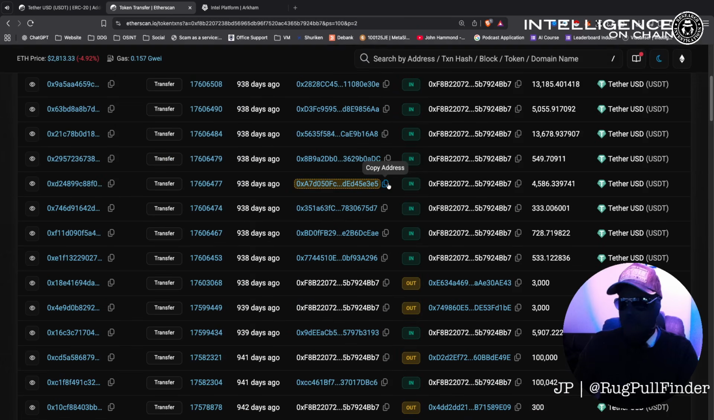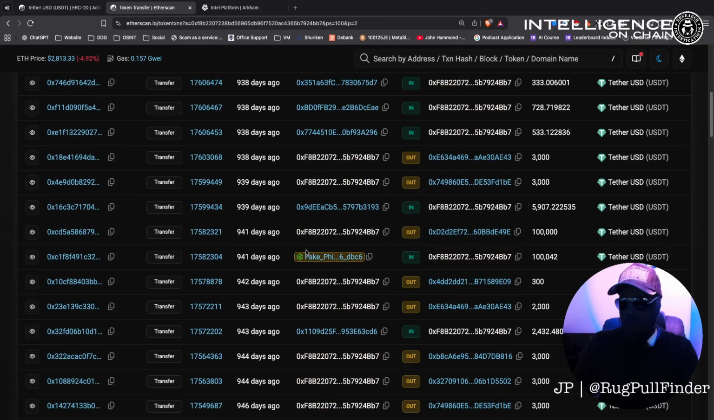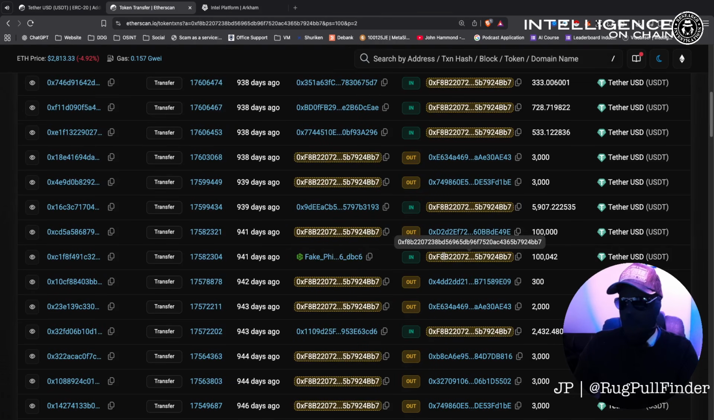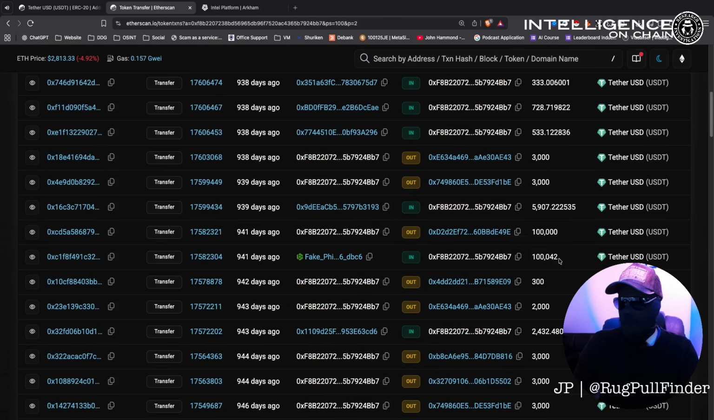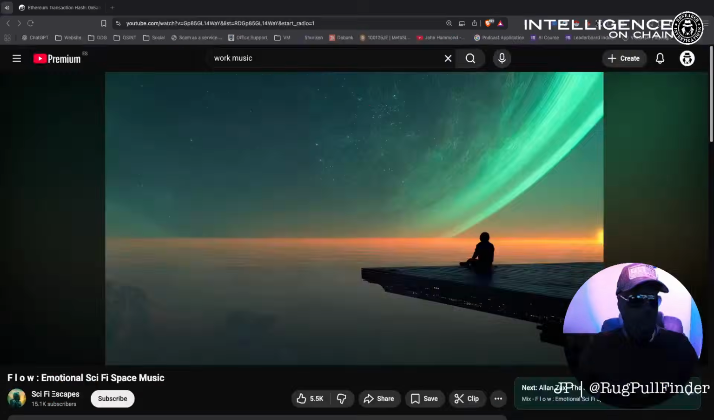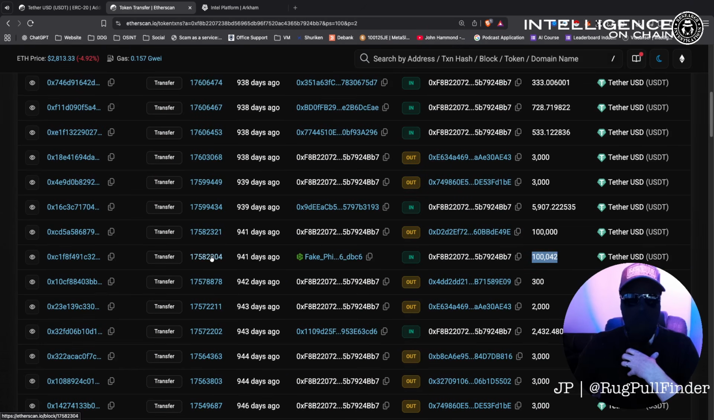There it is. We've got our fake phishing in, which is the exact address that we were looking at. We've got F8B220, and we can see here that we've got 100,042 USDT coming in, and then moments later, literally 3 minutes later, 100,000 USDT goes out. Why is that significant? That's key. I think that we can use LIFO at that point, which is last in, first out. Has anyone used that one before?